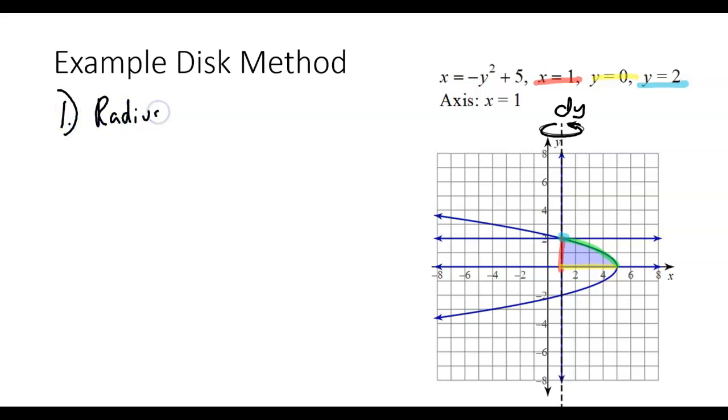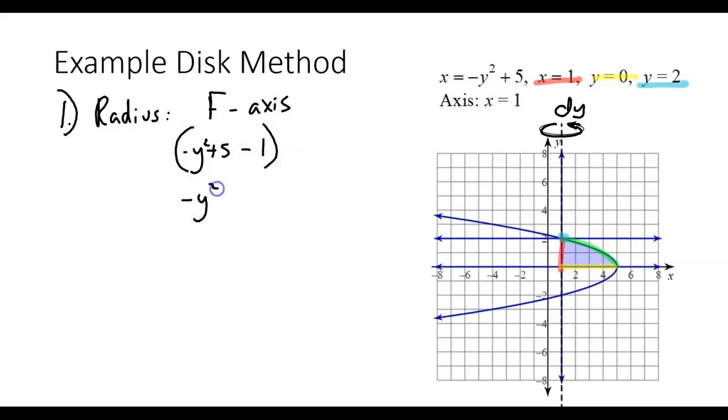To find your radius, you do the function minus the axis. So my axis is this line, and I'm rotating this function around that axis, the green line there. So it's going to be the negative y squared plus 5 minus 1. There's my radius.